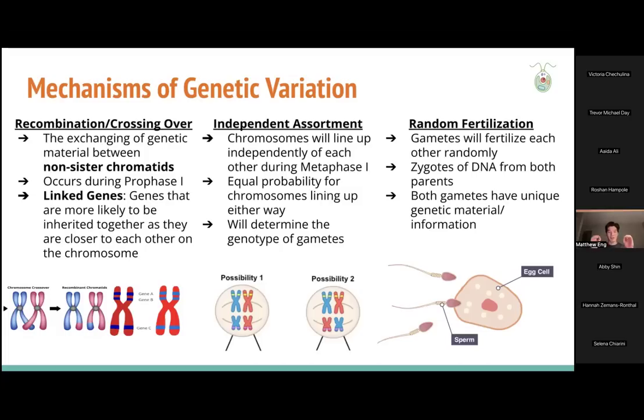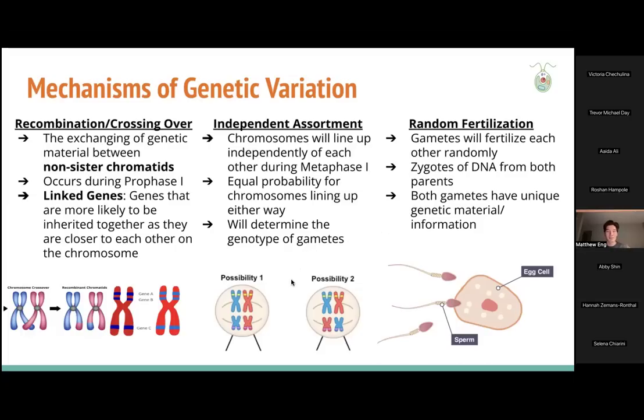What'll happen with independent assortment is that they'll line up on the middle plate, or the metaphase plate, independently of each other. So either possibility one or possibility two will happen equally. It's random whether they'll line up as possibility one or number two, which way they'll orient themselves. And if you think about it, we have 23 individual pairs of chromosomes, how much variation can happen with all of the different combinations of chromosome pairings we can have. And so that's how independent assortment can influence our genetic variation.